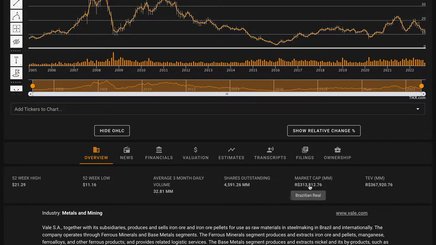They are a large business. They have a market cap of 313 billion Brazilian reals. In US dollars, that's a market cap of 62.5 billion USD.